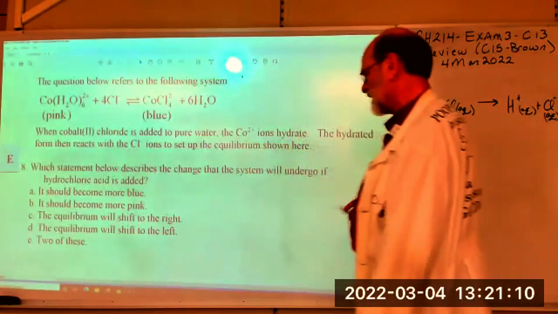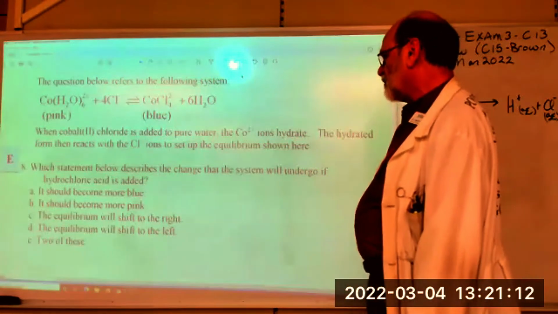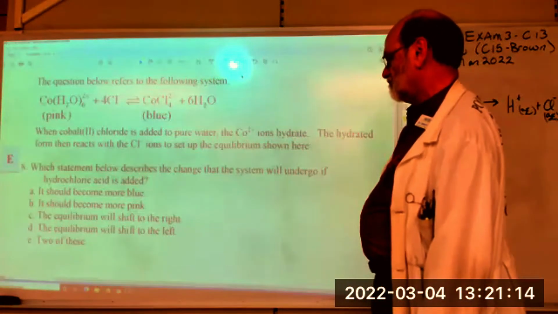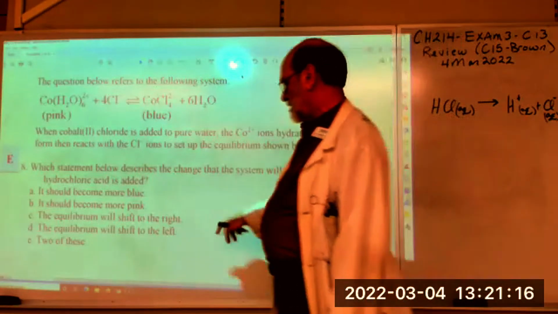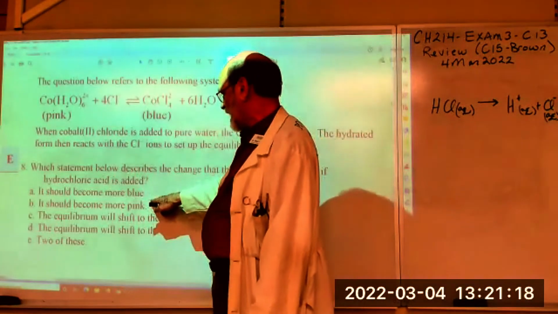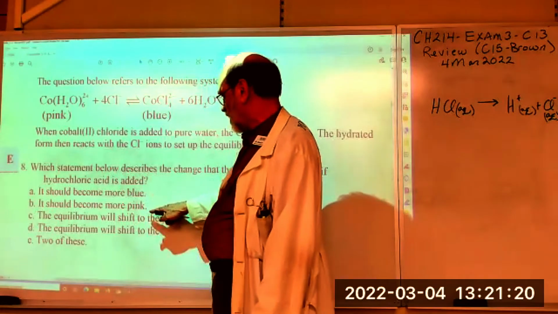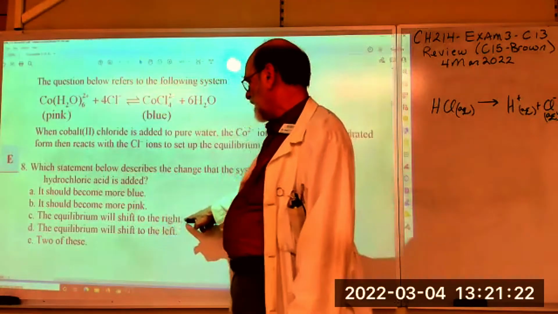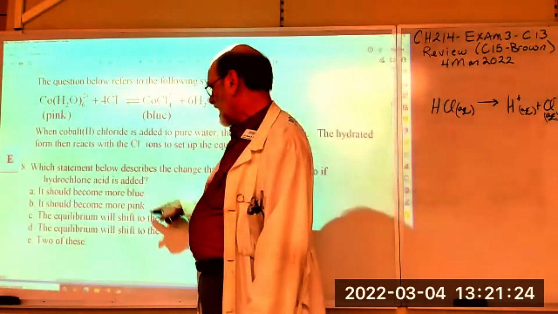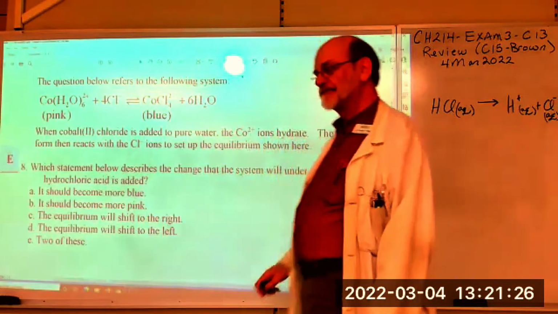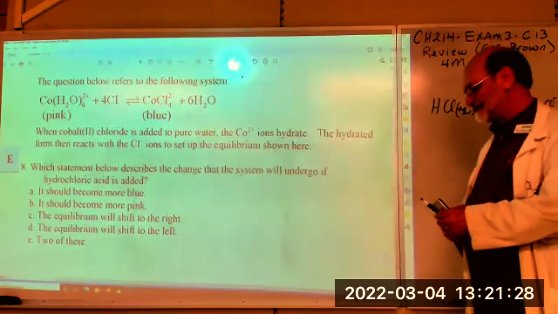Now, which statement says that? Should become more blue? Yes. Can't become more pink and blue at the same time. So A is right, B is wrong. Equilibrium will shift to the right? Yes. So A and C are both right. That's why E is the answer.